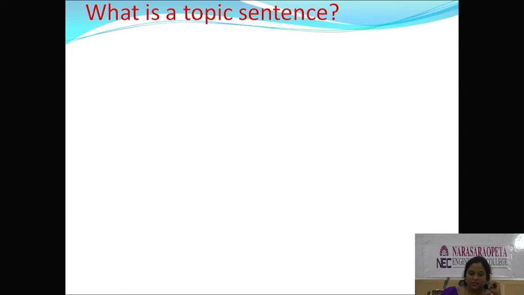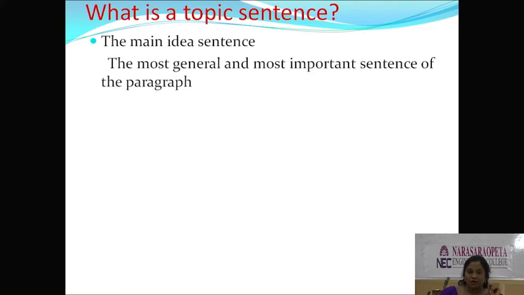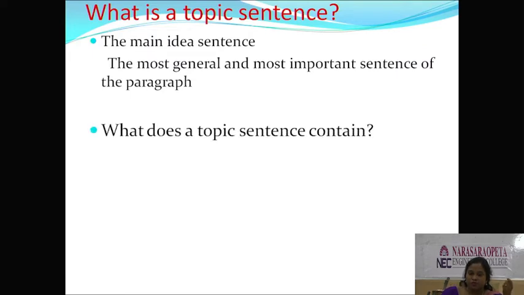So let us see what this topic sentence is. A topic sentence consists of the main idea sentence. So what are you writing? What do you want to write? For example, you want to write about friendship, about a friend, about your mother, your father. So you have to select the main idea on whom you are going to write. The most general and most important sentence of the paragraph. So the topic you select, what you choose, is very, very important.